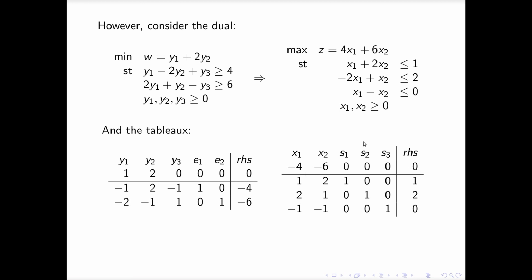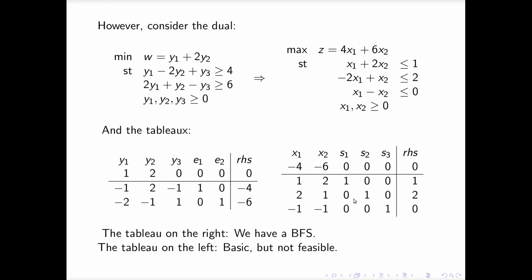Okay, so now if you inspect this tableau to the right, you'll see that we are in the right form now for the simplex method on the dual, right? So this was the dual. Sorry, the tableau on the right, we do have a basic feasible solution: X1 and X2 are equal to 0, and then the S's are the 1, 2, and 0. And the tableau on the left, we have a basic solution, but it's not feasible, right?